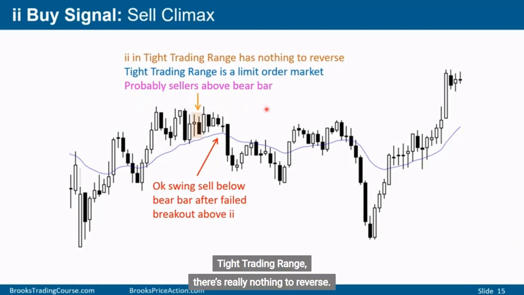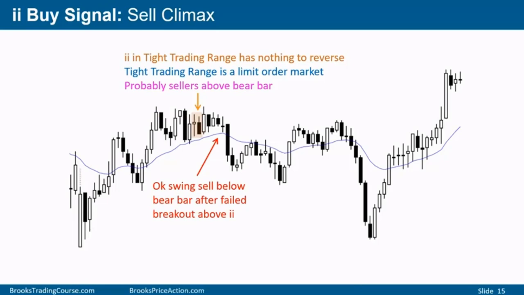Tight trading range, there's really nothing to reverse. It's not like it's going up. You have a possible top or going down, and you have a possible bottom. It's going sideways. We have a prior trend, but at some point you have to say 5, 6, 7, 8 bars. It's neutral, and there's no trend to reverse. As I said, I would consider selling below that, but I would not be an enthusiastic seller.